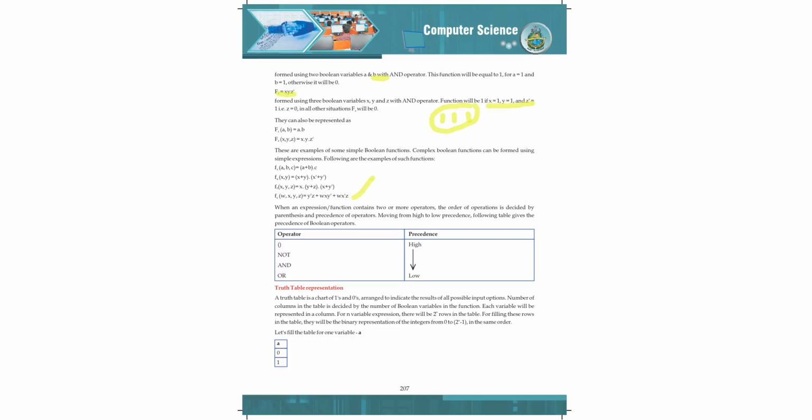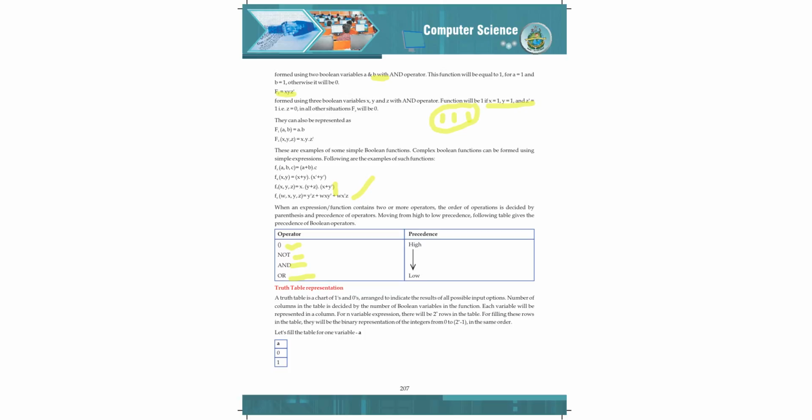Now we will come to the precedence of operators. The first one is the bracket operator, which has the highest precedence in Boolean algebra. You see here, bracket. First you have to solve the bracket, then the NOT operator, then the AND operator, and after that the OR operator. Okay. Now truth table representation.